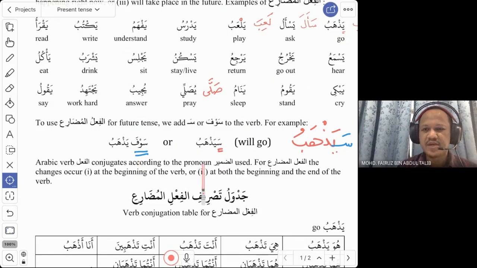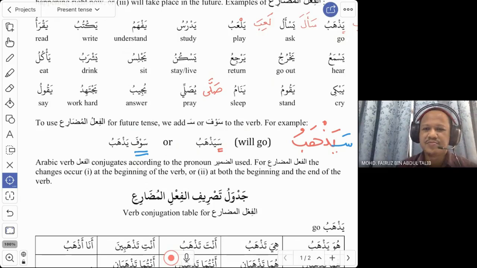So sa is for the near future, maybe after a while. Saufa, maybe after two or three months or two or three years, or one day you will do it, but when, you do not know. For example, I ask you, when are you going to Makkah for Hajj? Saufa azhabu, I will go, but when?